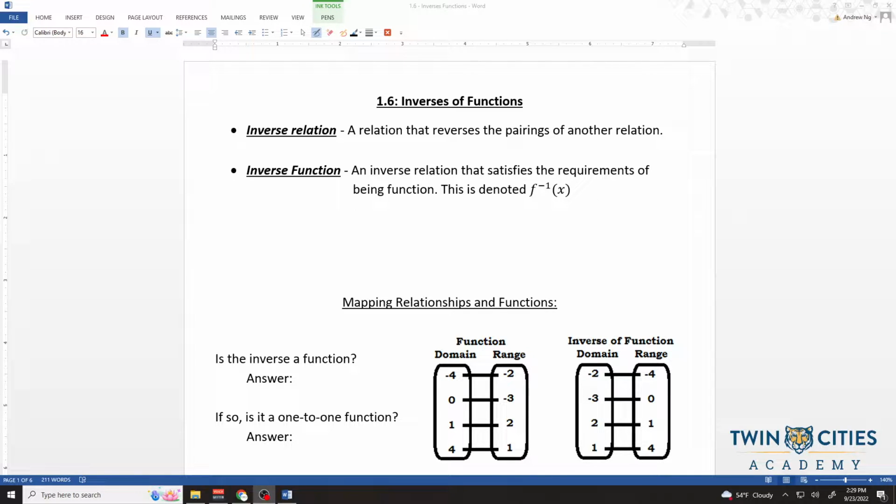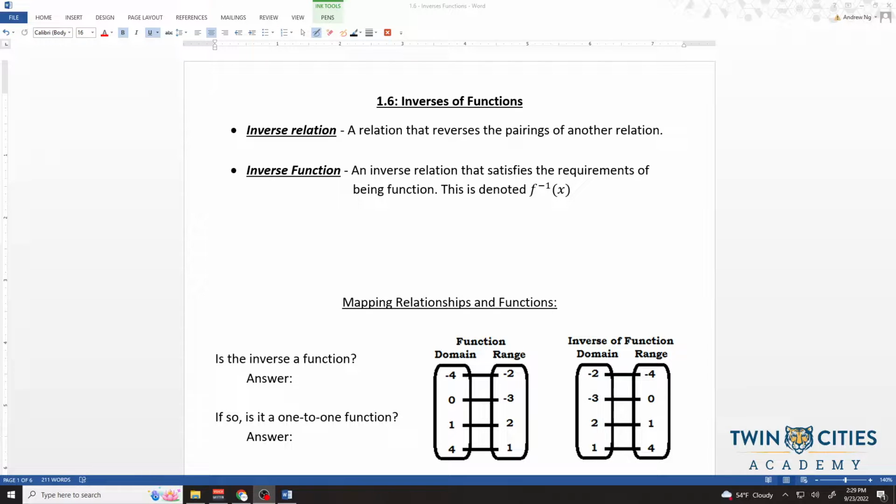Well, an inverse then is to reverse that pairing. So what was x going to y is now going to be your y going to x. Only in this inverse, if it's a function, then this is going to be an inverse function. So your new x will be your old y, and your new y will be your old x. Now, in order to be an inverse function, it must also satisfy the requirement of being a function, which means that your inverse relation, each of the new x's has to go to just one y.